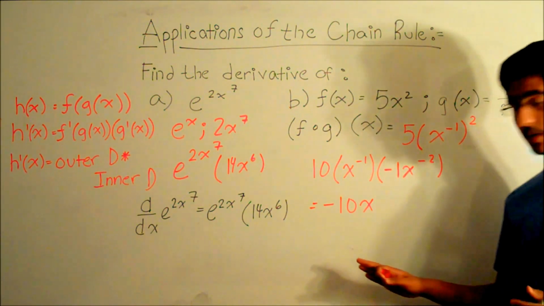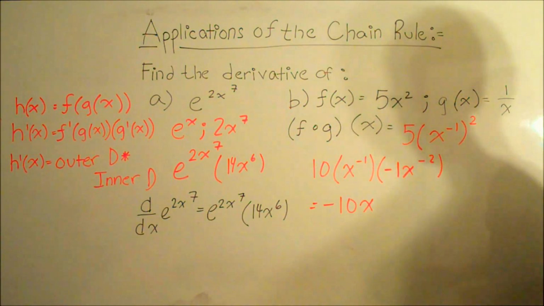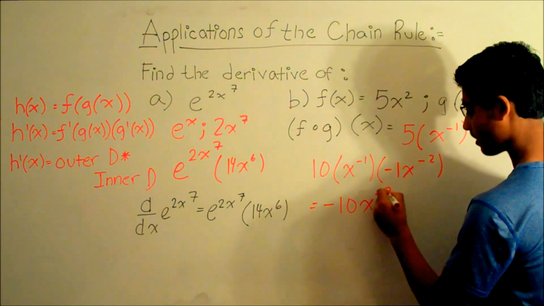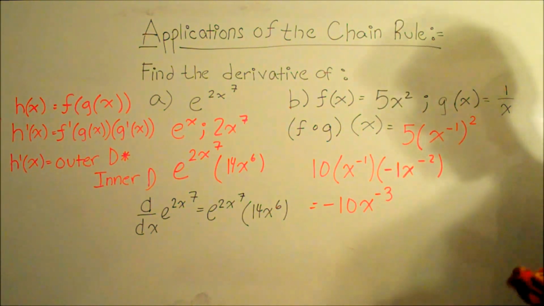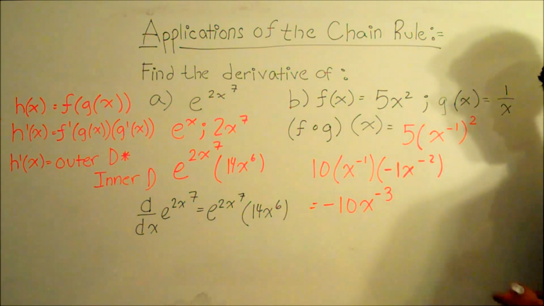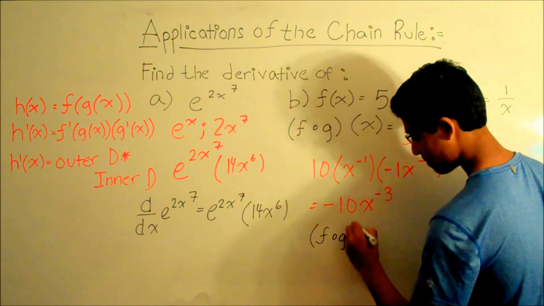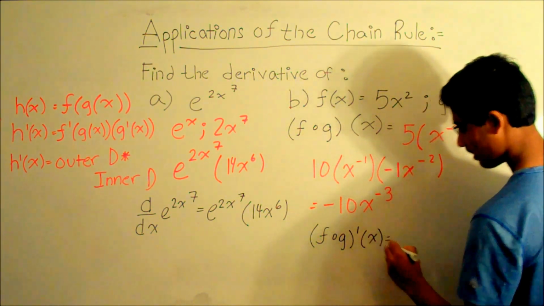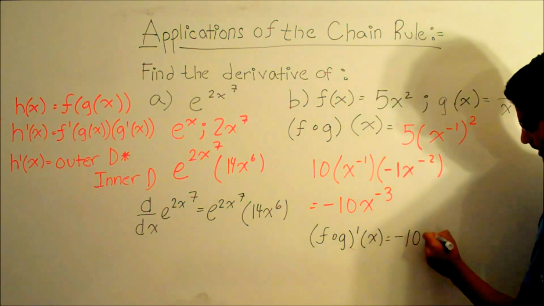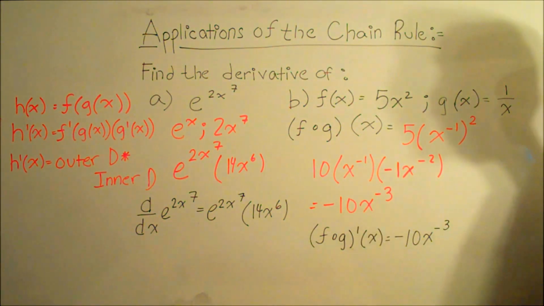When we have exponents that are multiplying each other with the same base, we add their exponents. So negative 1 plus negative 2 is negative 3. That means that the derivative of f of g of x is equal to negative 10 times x to the negative third power. This can also be rewritten as negative 10 over x to the third power.